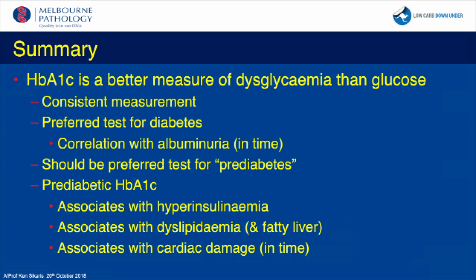So in summary, A1C is a better measure of abnormal glucose than glucose. It's a consistent measurement, and therefore it's a preferred test for diabetes. It correlates with albuminuria in time. It should be the preferred test for pre-diabetes, rather than not having any A1C criteria in Australia or using glucoses elsewhere. Pre-diabetic A1C associates with hyperinsulinemia, dyslipidemia and fatty liver, and cardiac damage.